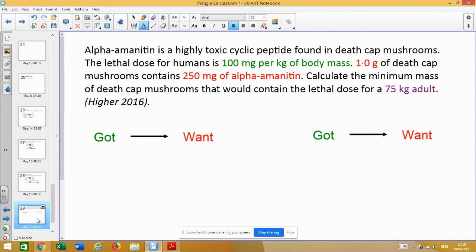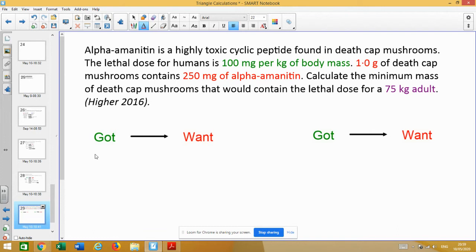So this is a slightly more complicated example which comes straight from the Higher 2016 past paper. I've highlighted the important information. I think this is a good technique in a test or exam to take a highlighter and highlight the information that's actually important, because they add a lot of extra words to try and confuse you a wee bit. This one is more difficult. It's a two-step calculation. So we can do got and want, but we need to do it twice.